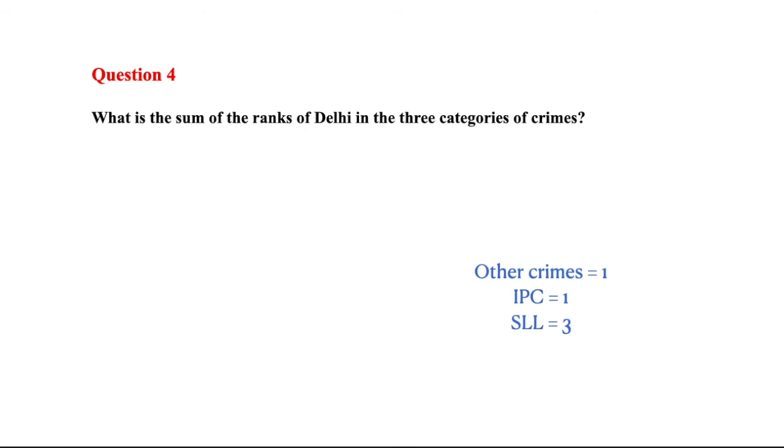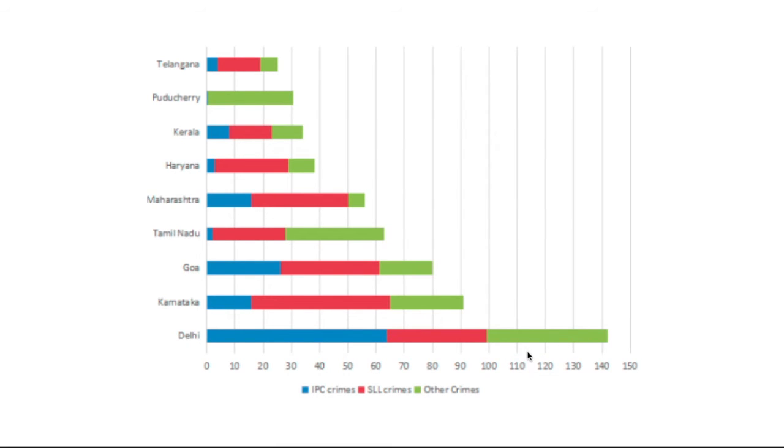Coming to the last question, what is the sum of ranks of Delhi in the three categories of crimes? In all categories. So we have solved in the previous question, Delhi ranks 1 in other crimes, and it is very clearly evident that it ranks 1 in even IPC. So now we have to get SLL. Never forget that for West Bengal, SLL rank is 1, where West Bengal has 520 cases of SLL. So West Bengal is 1.